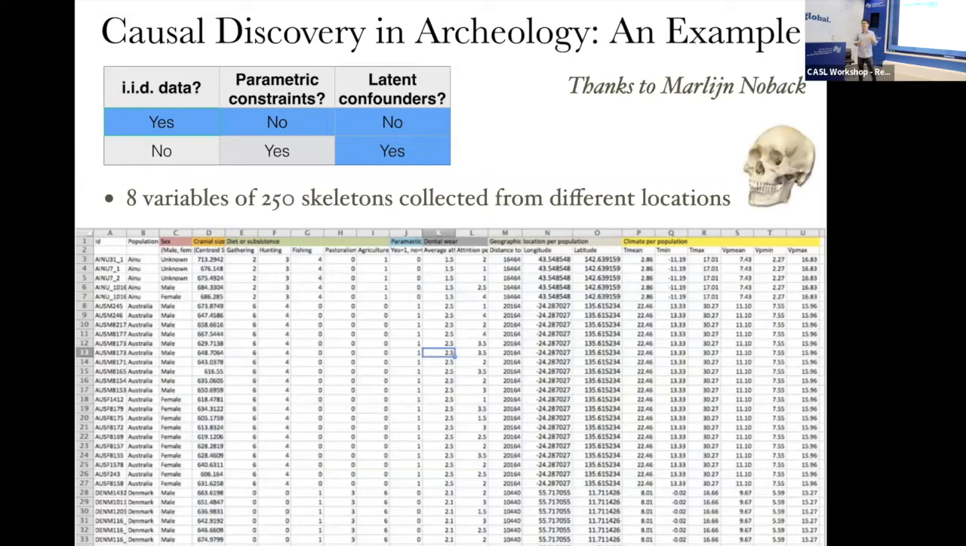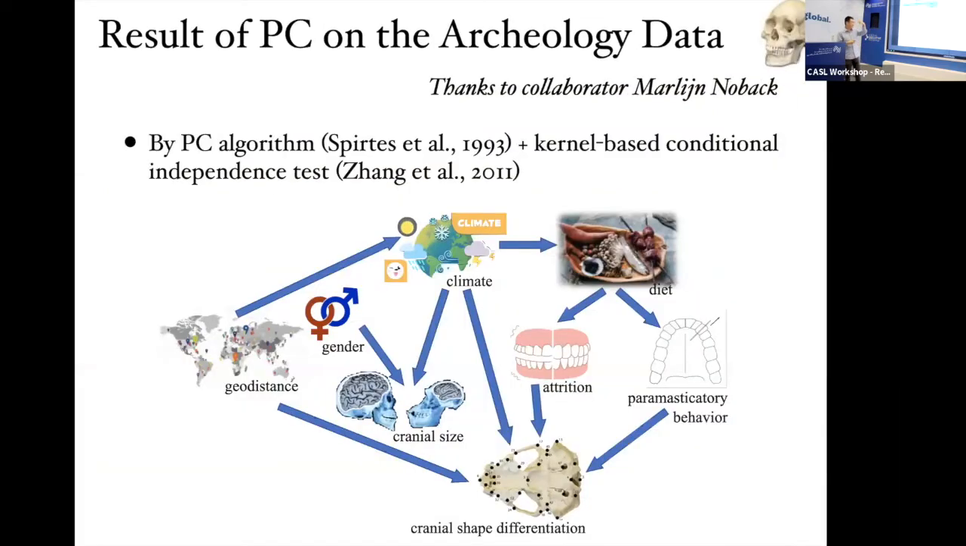In this case, clearly we cannot really do intervention. We have to analyze the data, and the relation can be very, very nonlinear. We have no idea. Some features could be very high dimensional, like cranial shape differentiation, right? It's 255 dimensional. Here we just apply the PC algorithm developed by Peter Spirtes and Clark Glymour, combined with the kernel-based conditional independence test. Now we only make use of conditional independence relations in the data, but you can get something very informative, right?